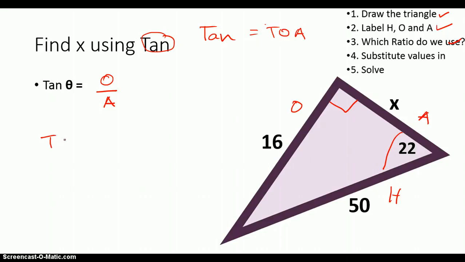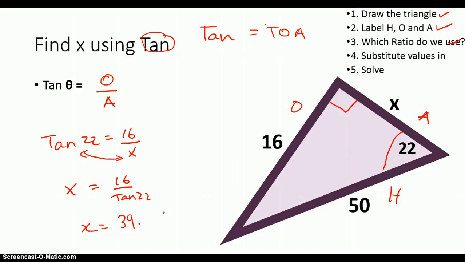So what we have is tan 22 equals 16 over x. You can see with this example, x is on the bottom. So again, we switch. This becomes x equals 16 over tan 22. And here is when you start putting into the calculator, and you should get a value of 39.6. That's rounded off.